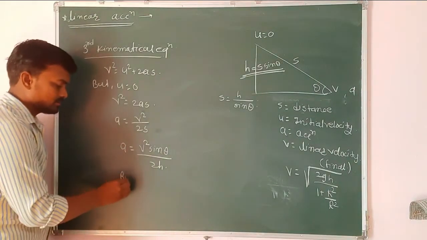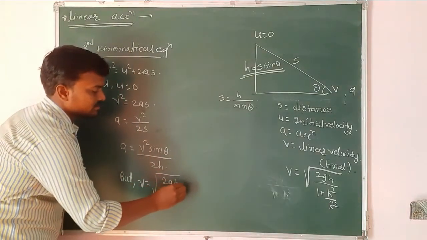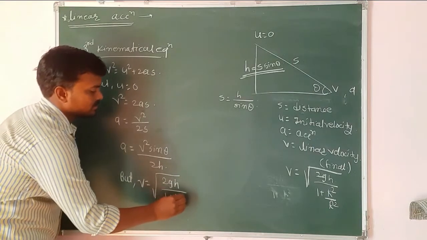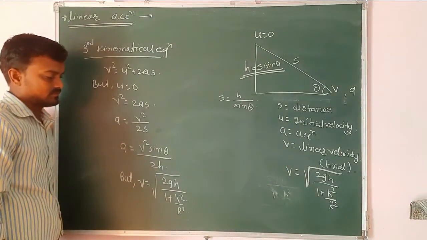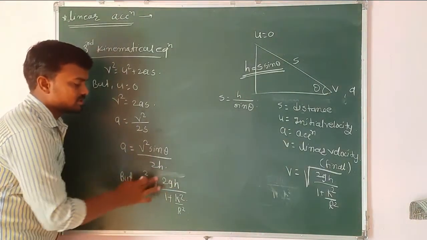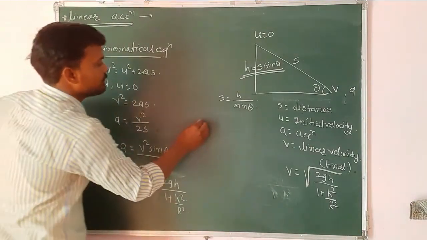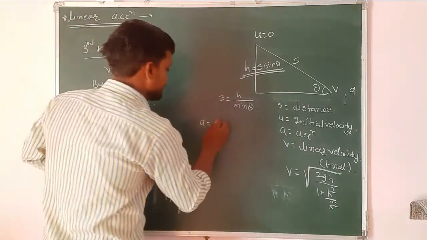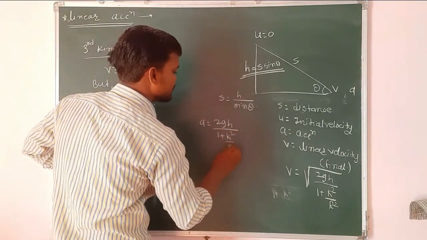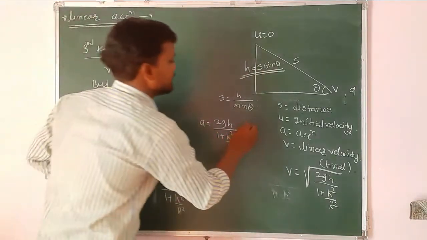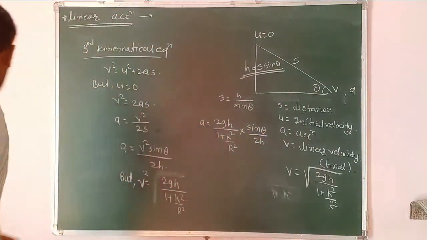But what is v? v is equal to under root twice gh upon 1 plus k square by r square, and v square is equal to twice gh upon 1 plus k square by r square. Put this value of v square in the above equation. We will get linear acceleration a is equal to twice gh upon 1 plus k square by r square into sin theta upon twice h.